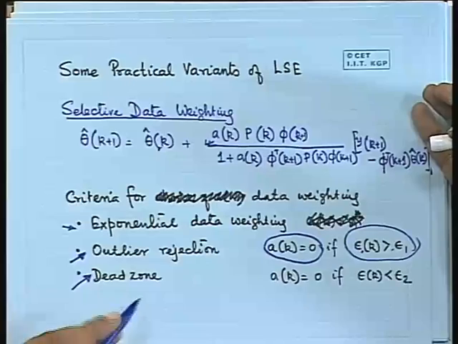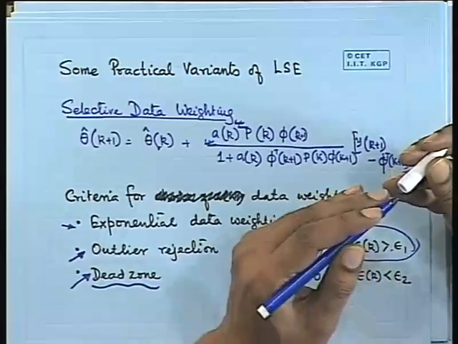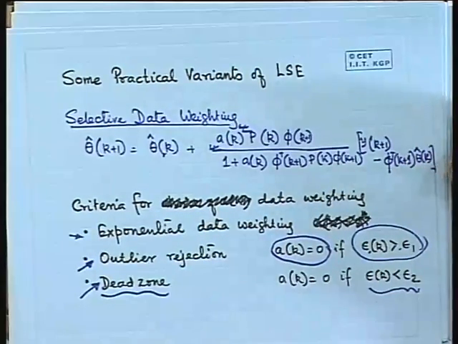That much of 0.02 volt is coming because there is a much larger noise. So as long as your prediction error is within the noise limit, actually your parameter is satisfactory. That noise will come anyway. That prediction error you cannot reduce because of the presence of the noise. So you should not update unnecessarily all the time. In such a case you might like a selective data weighting: set a_k equal to 0 if the prediction error falls below a certain limit.